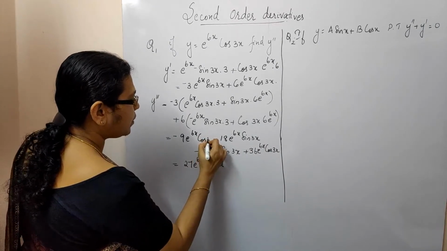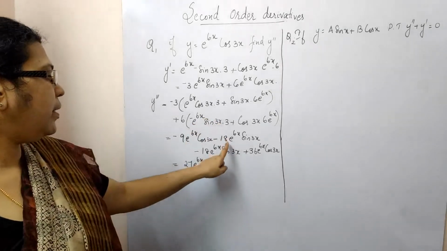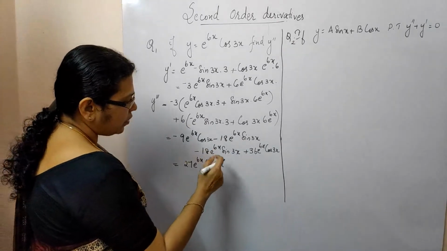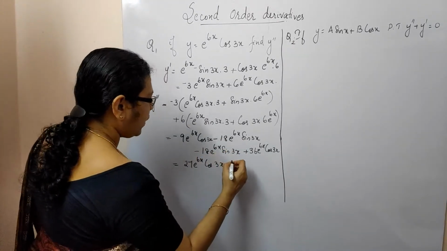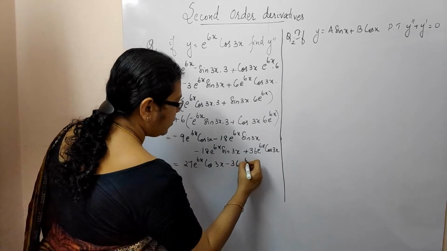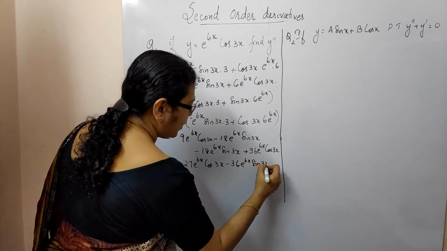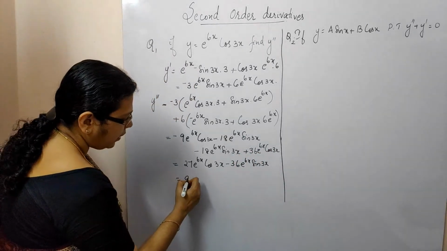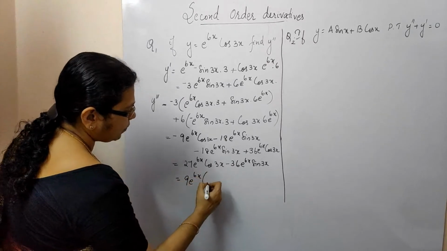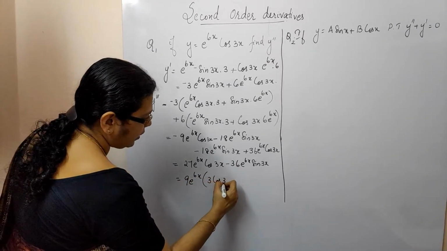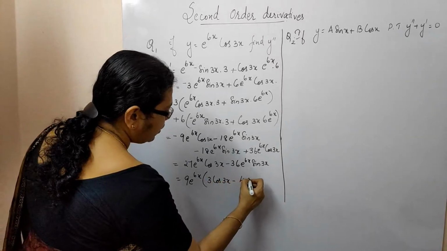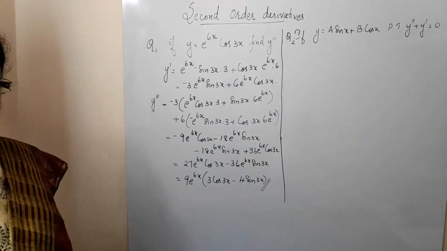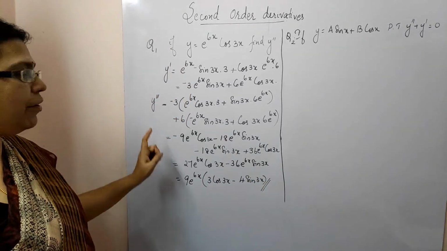Minus 18 e raised to 6x into sin 3x, minus 36 e raised to 6x into sin 3x. Now, if I need, I can take a 9 common out: 9 e raised to 6x into (3 cos 3x minus 4 sin 3x). Am I clear? This is what I am getting when I simplify and write the value of y2 dash.